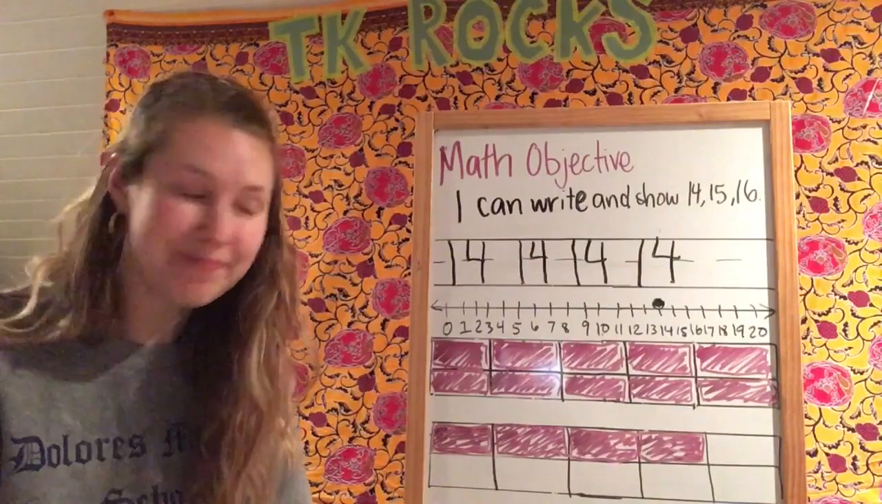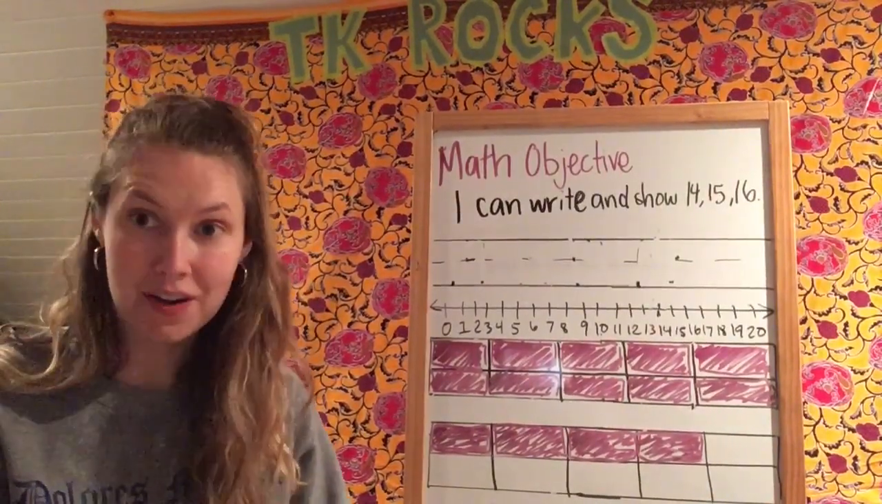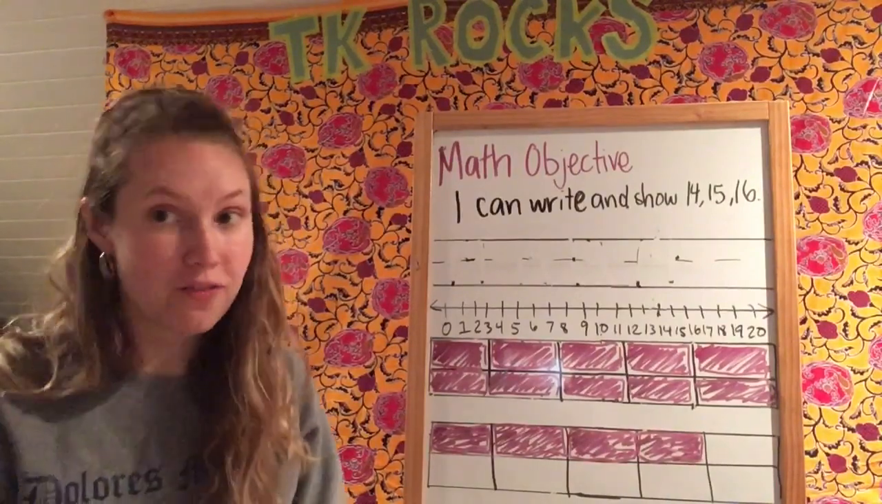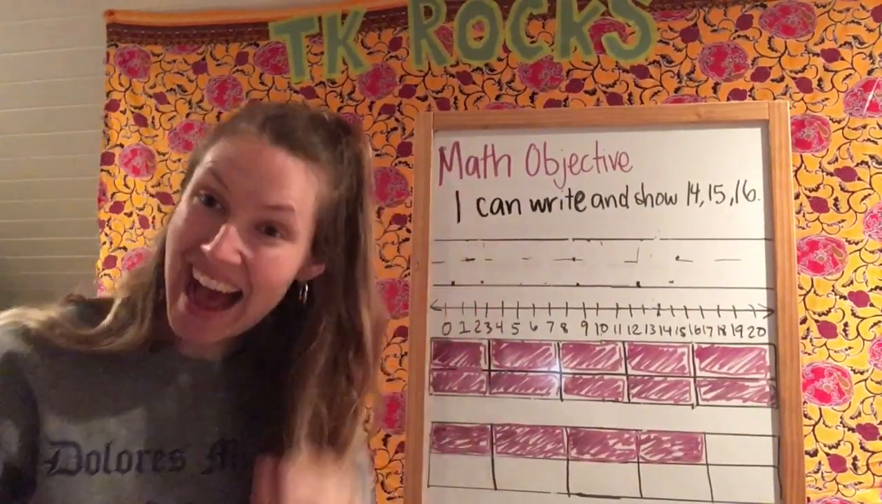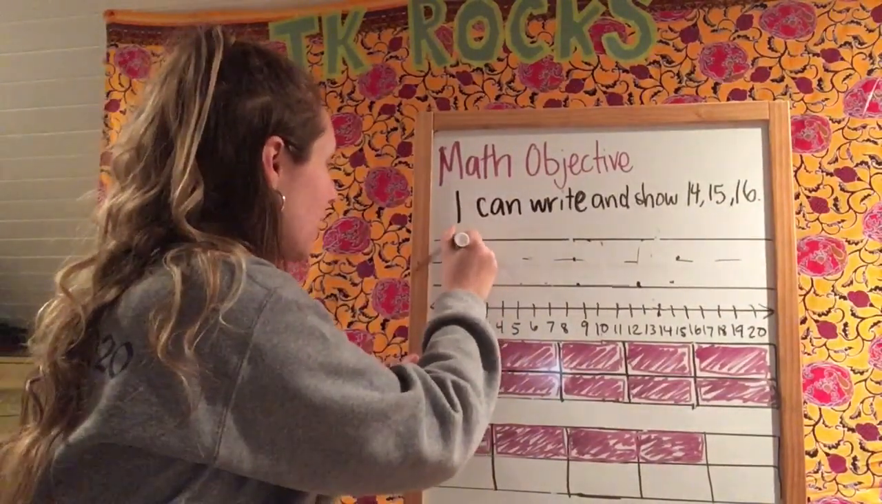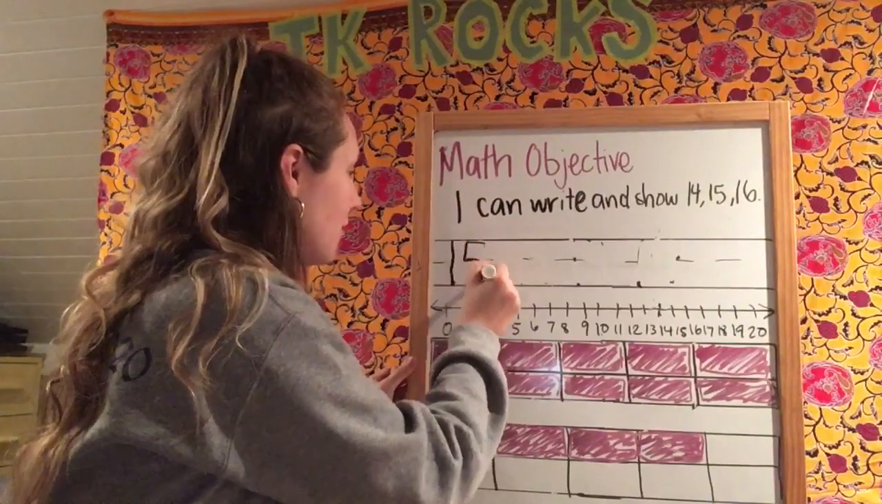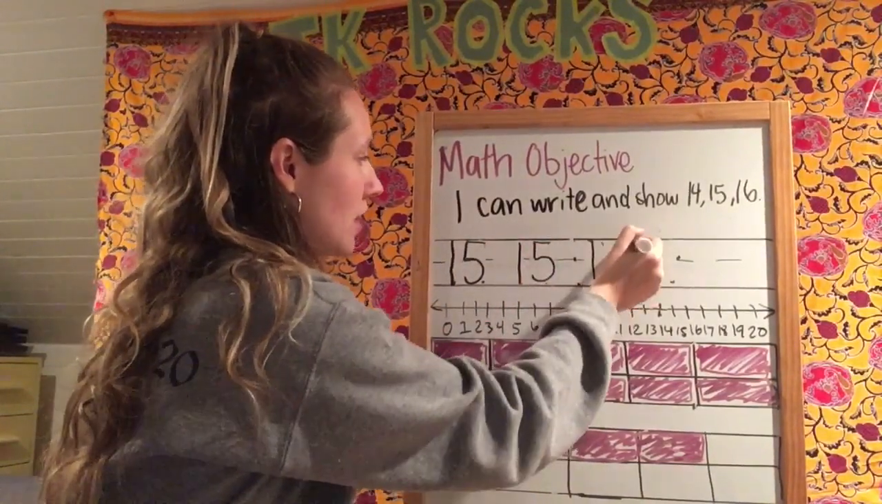Let's work on 15. Okay, let's talk about 15. Thinking about our pattern here, if 14 was a 1 and a 4, 15 is going to be a 1 and a 5. A 1 and a 5. 5 comes after 4. So here I go. I'm going to make my 1 and my 5. Make sure you start with your tracing and then show me writing by yourself.